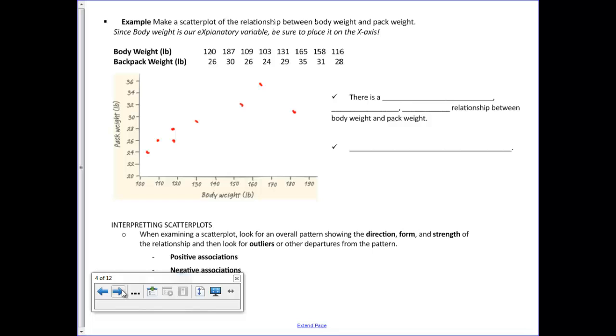When we talk about interpreting scatter plots, before we talked about our SOCS to describe a distribution. When we talk about a scatter plot to describe our distribution, we use something called DOFS. I have yet to come up with something creative. I like it: dogs outside fear squirrels. D stands for direction. O stands for outliers. F stands for form, and S stands for strength.